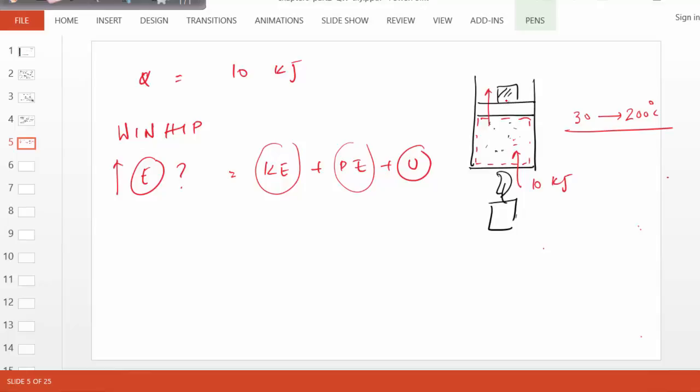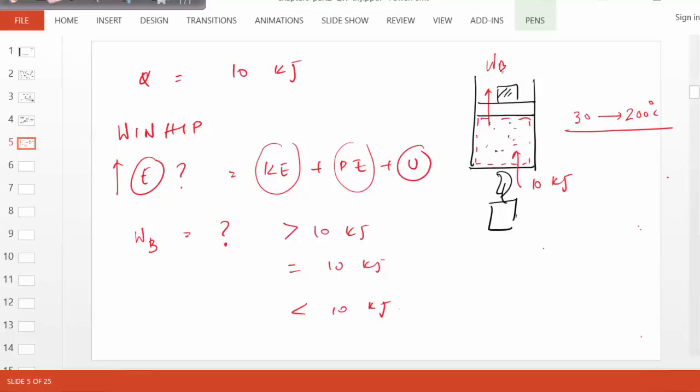So my question is that this boundary work, what do you think will be the boundary work? Of course, the boundary work is coming out, right? It's also positive. Should it be greater than 10 kilojoule, equal 10 kilojoule, or less than 10 kilojoule? I want you to think about it. Well, 10 kilojoule of energy has come in by heat, and we know some of it must have gone into raising this temperature because energy has gone up. So what happens to the rest? The rest must be coming out as the boundary work.